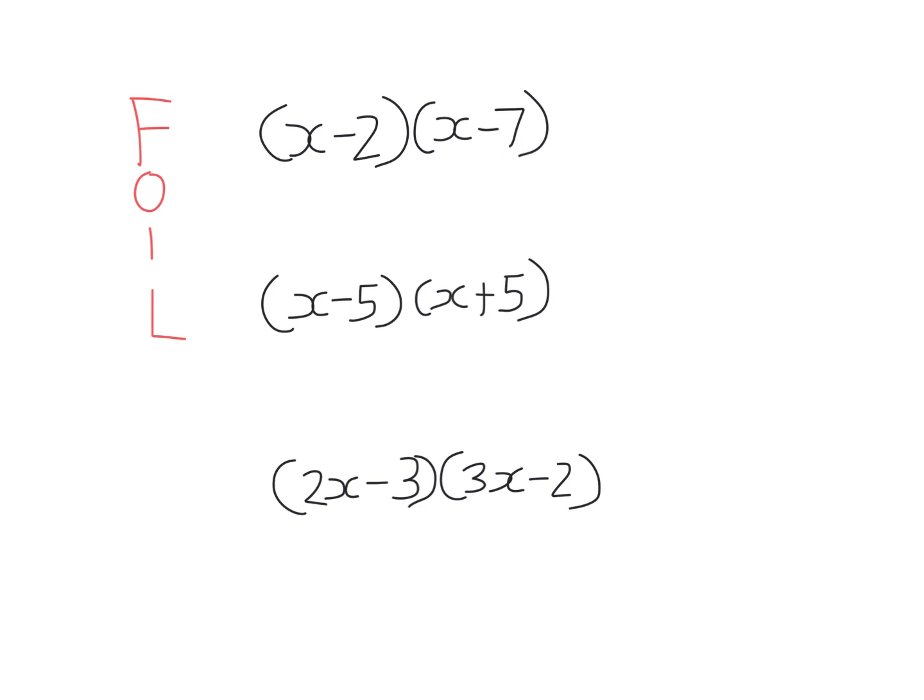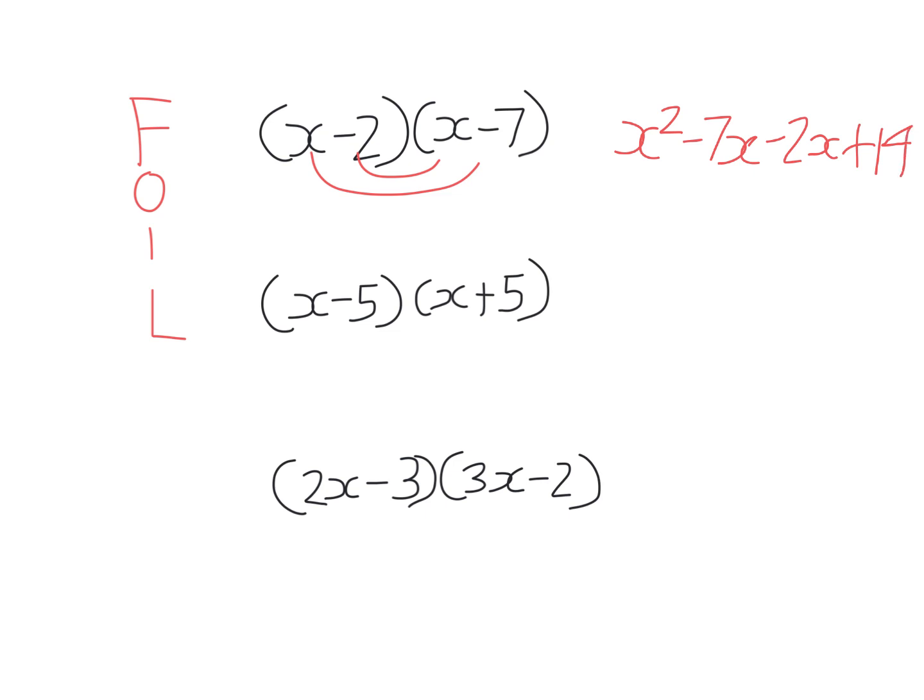So for this one here, we're going to multiply first in each bracket, x times x, outsides, so x times negative 7, insides, negative 2 times x, and outsides. So outsides is negative 2 times negative 7. Two negatives multiply to give a positive.